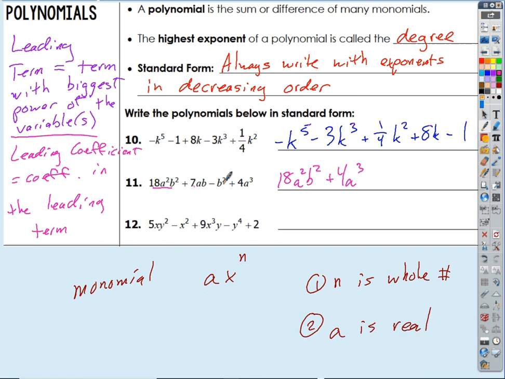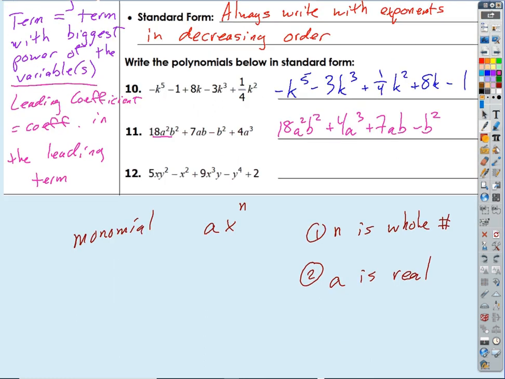AB. A, B, then you go alphabetical. Okay, so we're going to go plus 7AB minus B squared. And if we had an A squared term, that would come in front of the AB, because A times A is alphabetically ahead of A times B, right? Make sense? So what's the bottom one going to be then? 9x cubed y minus y to the 4th. They're both degrees of 4, but this one's alphabetically ahead of it, right?